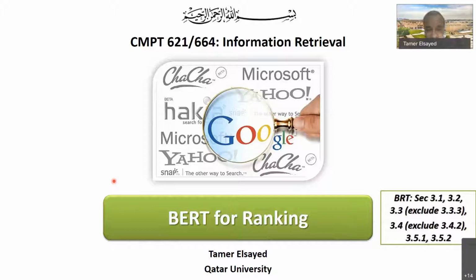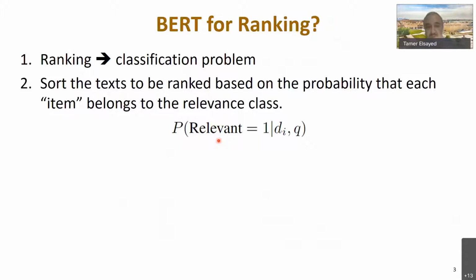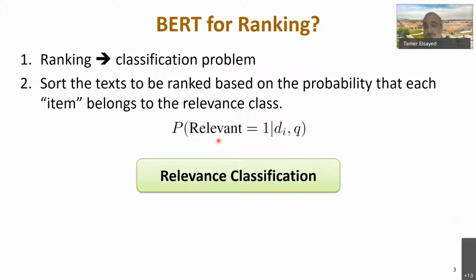Okay, last time we started to talk about BERT for ranking. We mentioned that ranking is converted into a classification problem when we use BERT. We pass the query and the sentence or text that we want to check for relevance to BERT, and we get the probability that the document is relevant, which will be the score we use to rank the documents. We call that relevance classification. We also discussed how that is related to learning to rank.